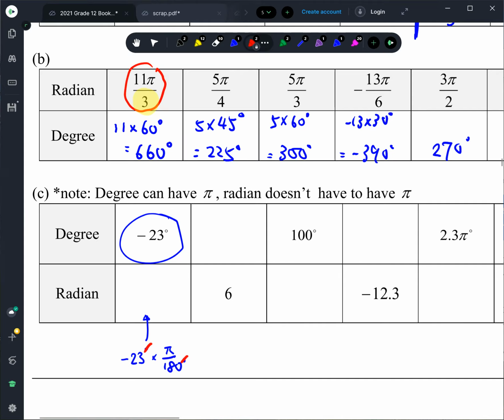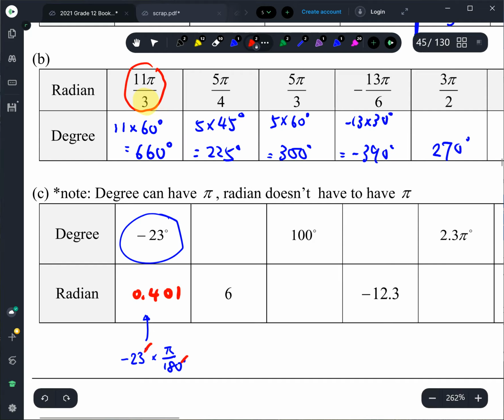All right, so Evan, what do you have? I got 0.401. Okay, so that will give you, and don't forget it will be negative, okay? So it should be radian, so you don't need to put a little circle. Do not put a little circle there, that's for degree, okay? Just negative 0.401. So you will multiply by pi over 180 if you want to change to radian, okay?